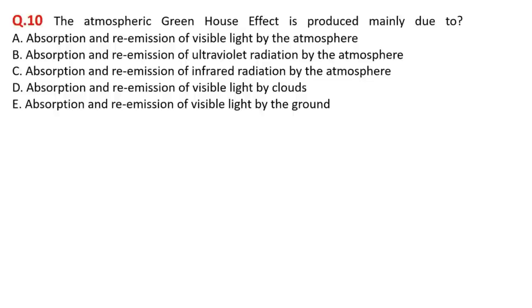Next question. The atmospheric greenhouse effect is produced mainly due to, so greenhouse effect is the increase in the temperature of the earth. If you read the options, the correct option is option C, that is, absorption and emission of infrared radiation by the atmosphere. All these radiations are electromagnetic radiations having different wavelengths, emitted by the sun. Infrared radiation is also a synonym of the term heat wave. Because of the absorption and re-emission of this infrared radiation, the greenhouse effect happens on the surface of the earth.